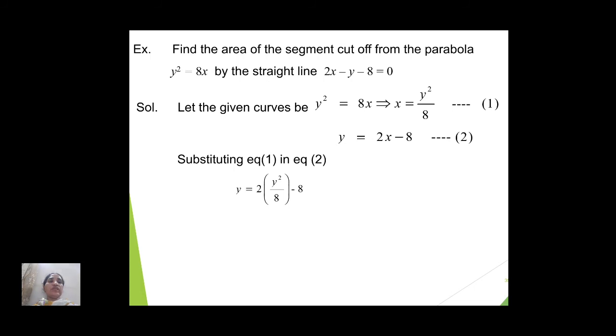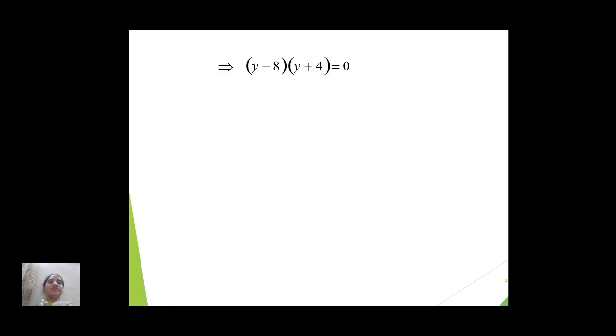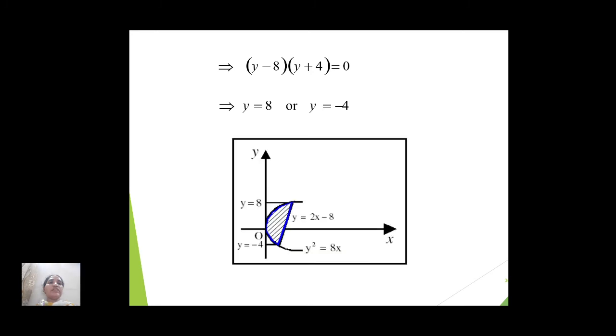Then we get y equal to 2 into y square by 8 minus 8. Then we get 8y equal to 2y square minus 64. Then 2y square minus 8y minus 64 equal to 0. Y square minus 4y minus 32 equal to 0. Y minus 8 into y plus 4 equal to 0. Y equal to 8 or y equal to minus 4.